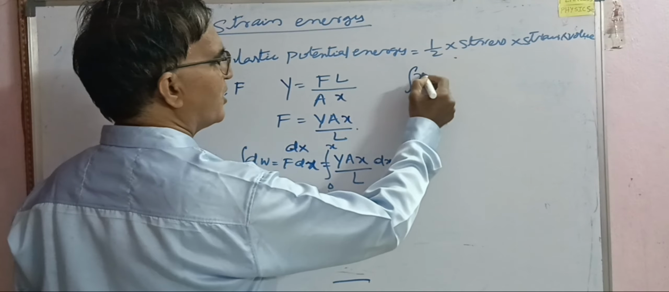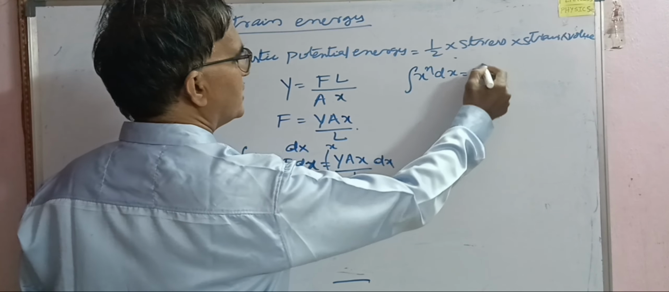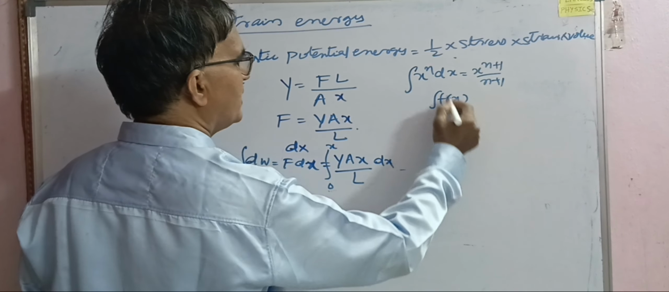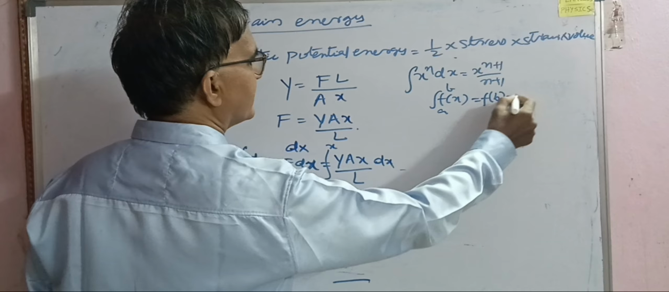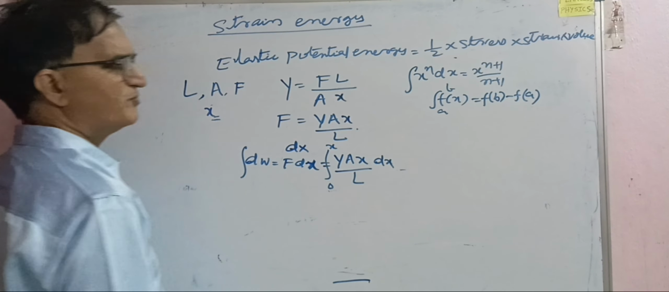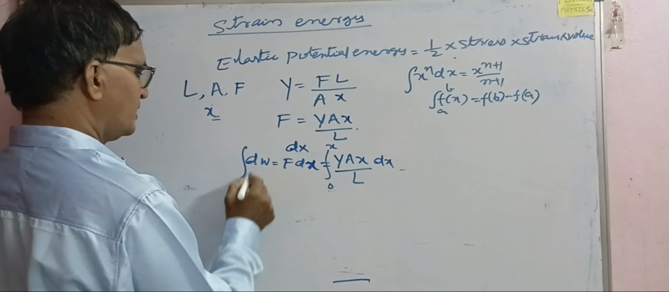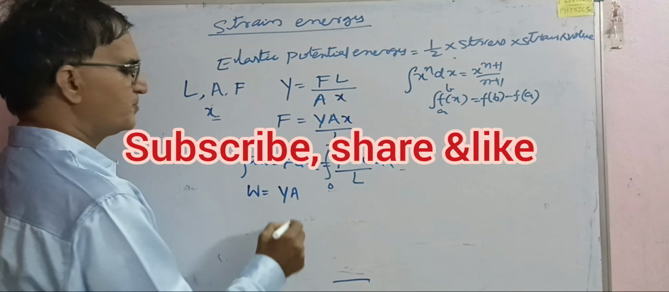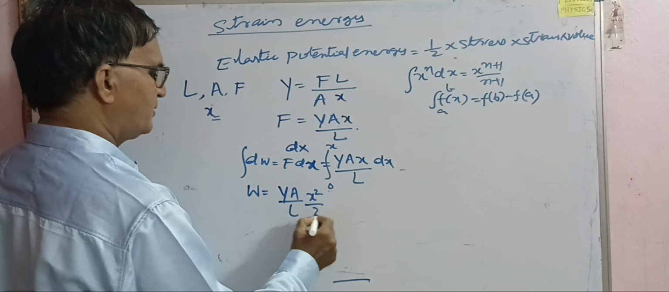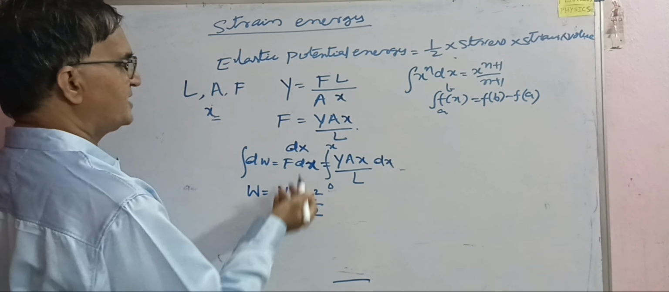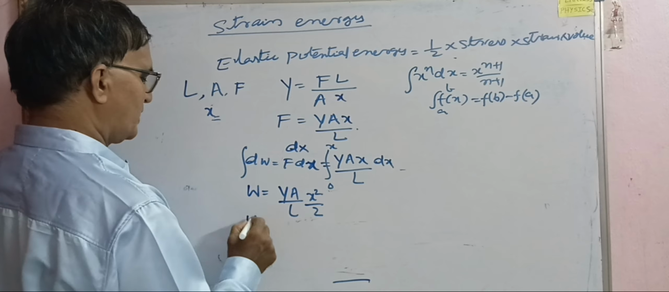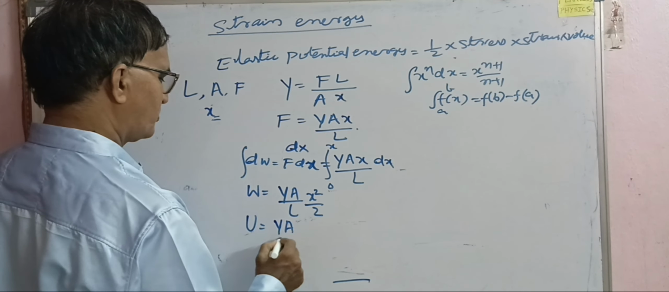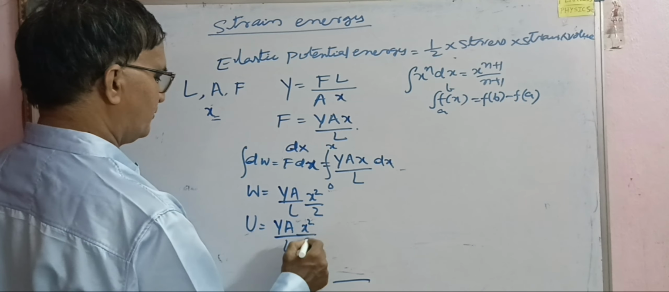Now the integration formula: integral of x to the power of n dx is equal to x to the power of n plus 1 by n plus 1, and for the limits, the upper limit minus the lower limit we will take. These two formulas we are using here. Now the integration of dW is W, the integral of F dx, which is YA by L into x square by 2. Now this work done is nothing but potential energy, elastic potential energy U, so U is YA by L x square by 2.